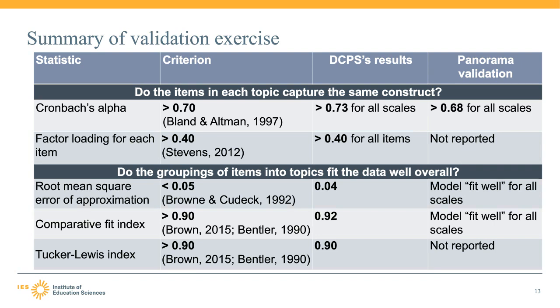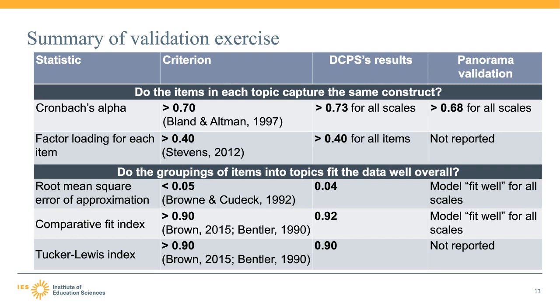And for all of the different topics, we found that the Cronbach's alpha exceeded 0.7 for all of our topics, which met our pre-specified criteria. And this was also pretty similar to what Panorama found in the original validation study.